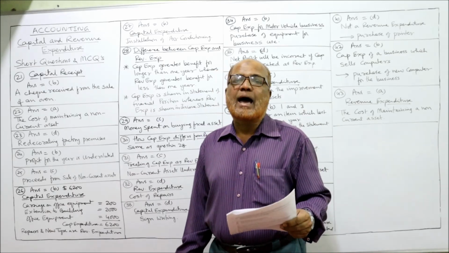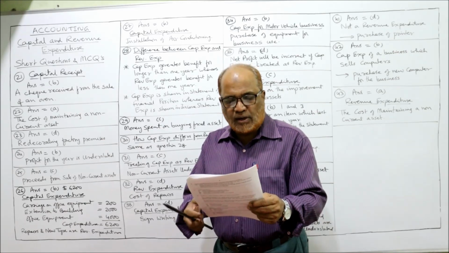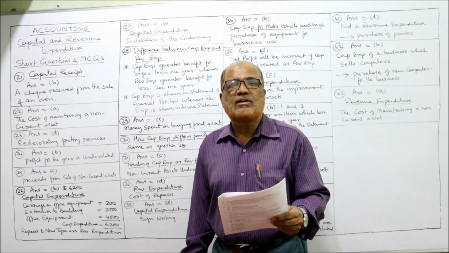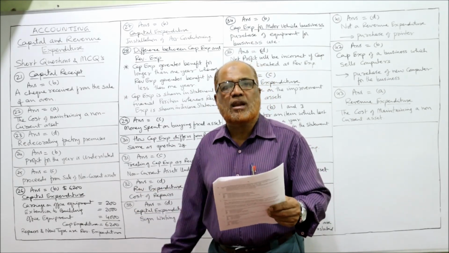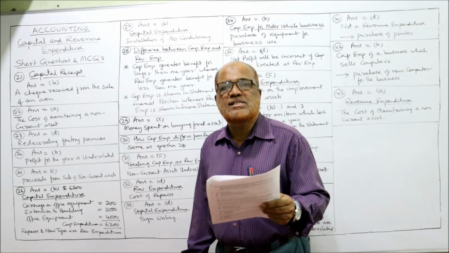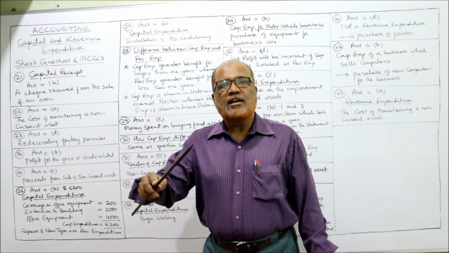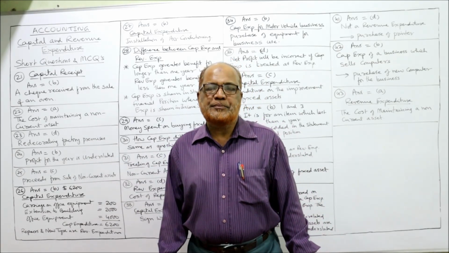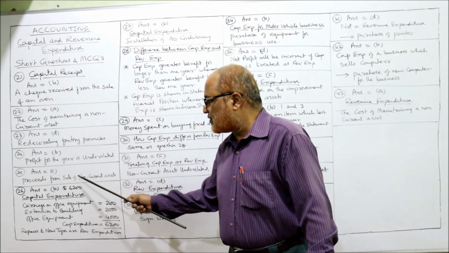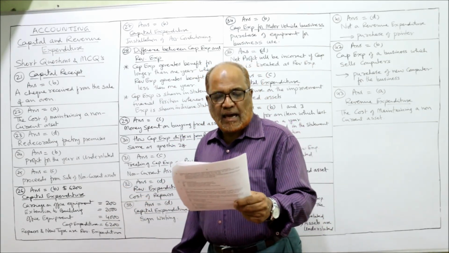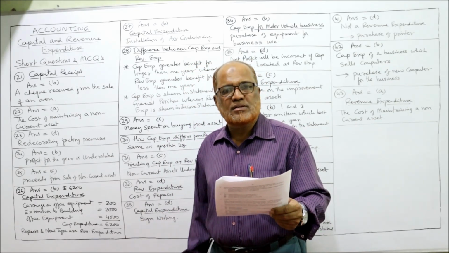Which of the following is a capital receipt? Again, an MCQ is given. Discount received is a revenue receipt. Interest received on bank account is a revenue receipt. Proceeds from the sale of non-current asset is a capital receipt. When any non-current asset is sold and cash is realized, it's a capital receipt. So C is the answer. Then sale income, that means income from sales, is a revenue receipt.